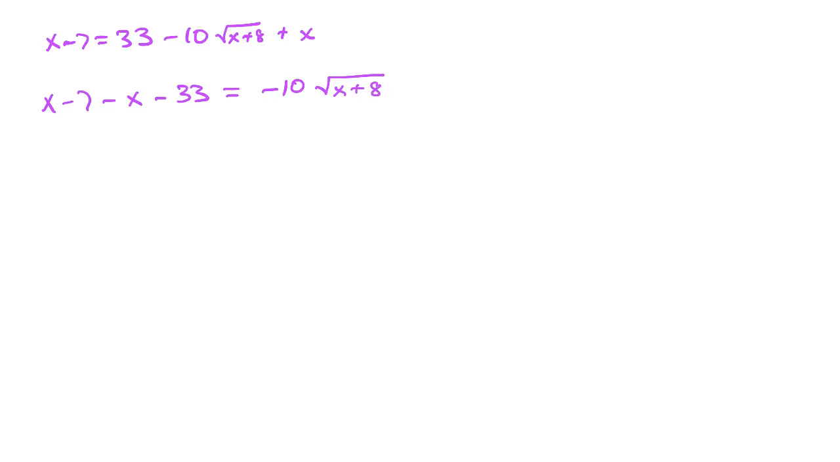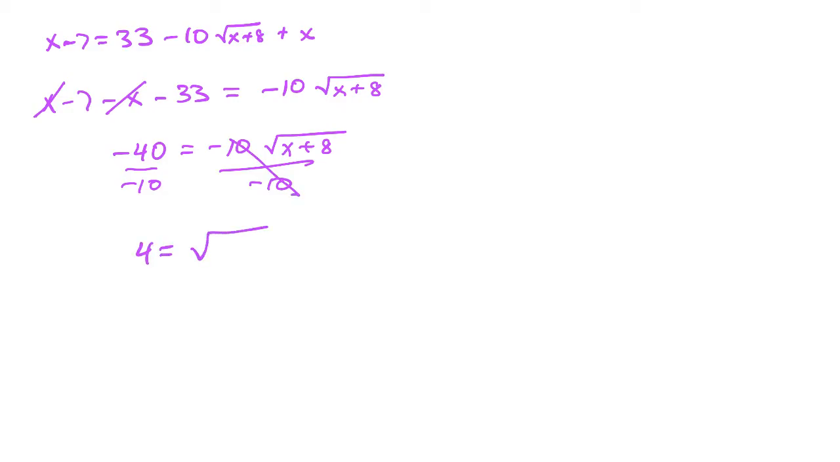And so over on the left-hand side, my x's cancel out. My minus 7 minus 33 gives me a minus 40 is equal to minus 10 times the square root of x plus 8. Well, now I can divide both sides by minus 10. My minus 10s cancel, so I get a 4 is equal to the square root of x plus 8. So now I'm back in the situation where I can square both sides to get rid of the square root.